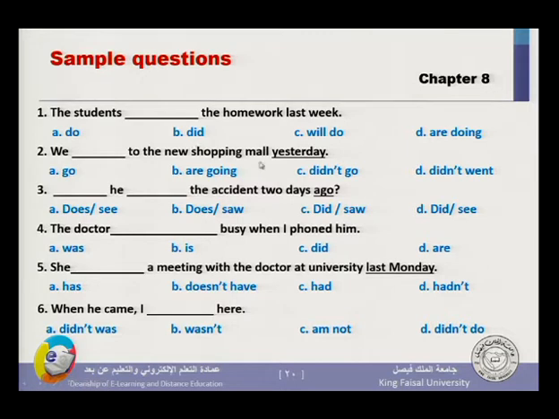We, blank, to the new shopping mall yesterday. Again, yesterday tells us that the sentence is in the past simple tense. Again, which of these forms refers to the past simple tense? Are going? Didn't go? Didn't went? Can I say didn't went? When we use did, remember the question, we should put the verb in the base form, right? In the present form. So, didn't go. Good.